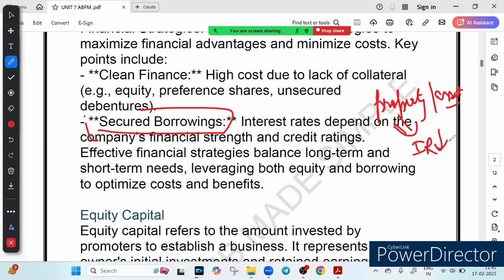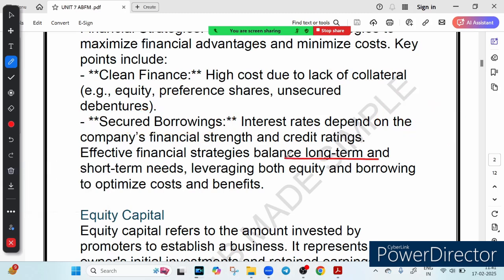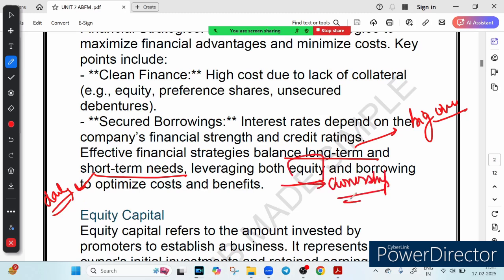So what we learned from this discussion is that a smart business balances long-term funds for big investment and short-term funds for daily operation. Smart businesses balance long-term funds for big investment. So they have to invest big, they will take long-term funds, and they will take short-term funds for daily operation, like working capital we just talked about. The trick is to use a mix of equity. You know equity? Equity means ownership money. The trick is to use a mix of equity and debt. Debt means borrowing, right? The trick is to use a mix of equity and debt wisely, keeping cost low and profit high. This is the main trick.